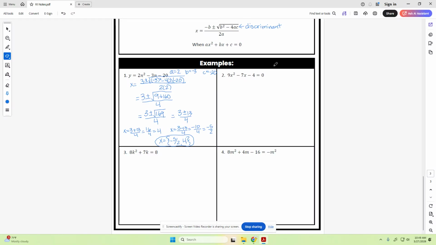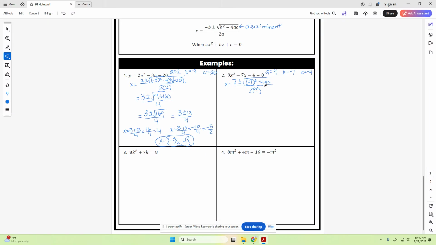So our A value here is 9. Our B value is negative 7, and our C value is negative 4. So I'm just going to plug those three numbers into the quadratic formula. Opposite of B, so now it's a positive 7, all divided by 2 times A.